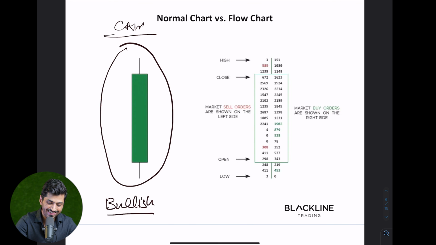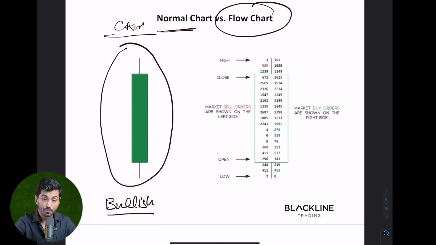Now let's compare this candle with the flow candle, right? And when you compare this candle, you try to break this down into a flow candle, you see that the flow candle or flow chart gives you much more information compared to the fundamental chart. This is a flow chart. And what is it telling you?